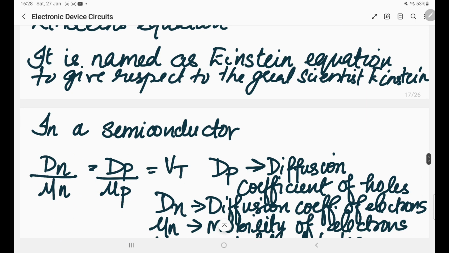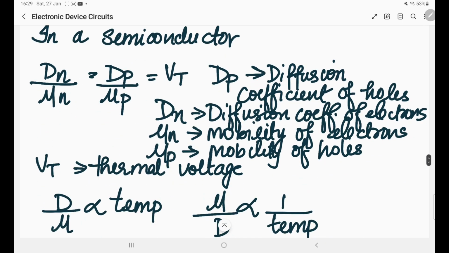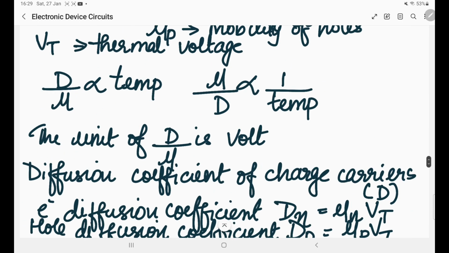In a semiconductor, the diffusion coefficient of electrons divided by the mobility of electrons is equal to the diffusion coefficient of holes divided by the mobility of holes, which is equal to the thermal voltage Vt. So, since the thermal voltage comes with temperature, D by mu, the diffusion coefficient by the mobility, is directly proportional to temperature, or you can say mobility by diffusion coefficient is inversely proportional to temperature. The unit of D by mu is volt.